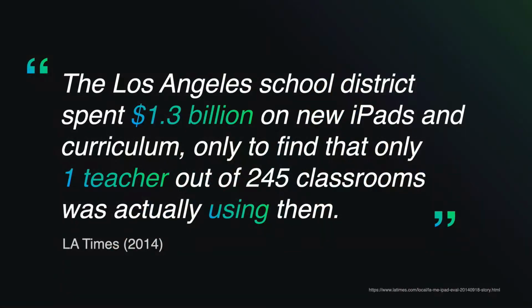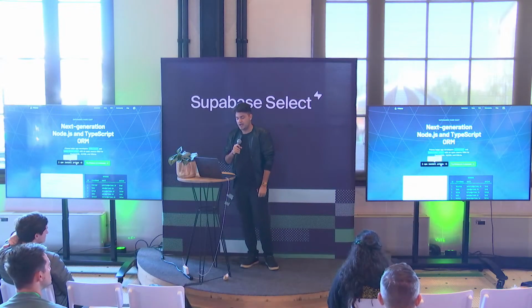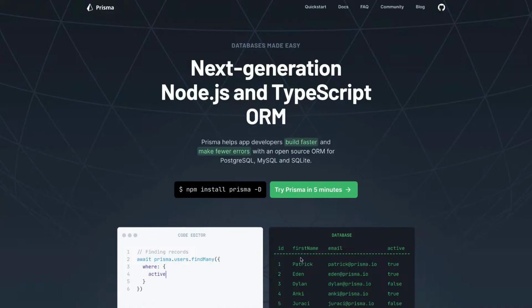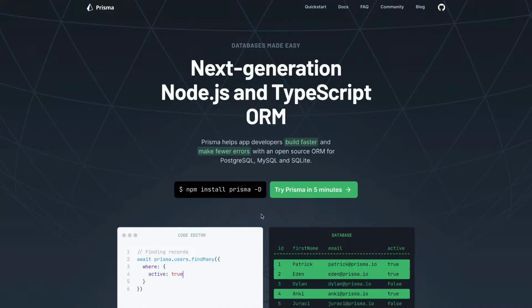I'm reminded of this story that happened in LA where the school district purchased $1.3 billion worth of iPads. And then later on, they found out that only one teacher out of 200-plus classrooms was using them. So this is where the conflict between what the buyers really care about and what the users really care about happens. I remember going to the Prisma website, and it was so beautiful, this previous website they had, where they only had two calls to action: npm install, try in 5 minutes, right?